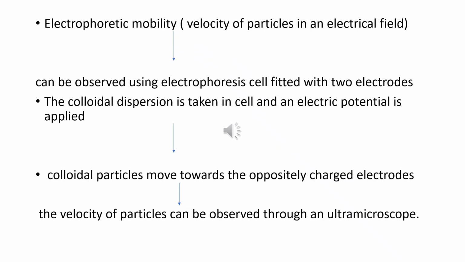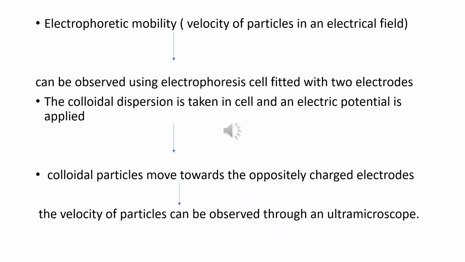Next, we explain electrophoretic mobility. This slide says that electrophoretic mobility, meaning the velocity of particles in an electric field, can be studied using an electrophoretic cell, that is fitted with two electrodes. The colloidal dispersion is placed in the cell, and an electric potential or electric current is applied. The particles will move towards the oppositely charged electrodes, and the movement is observed through an ultramicroscope.